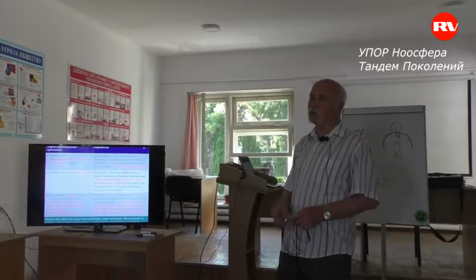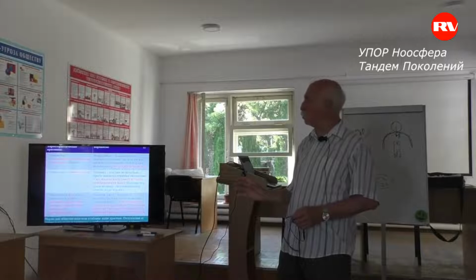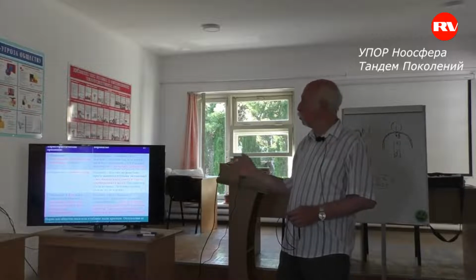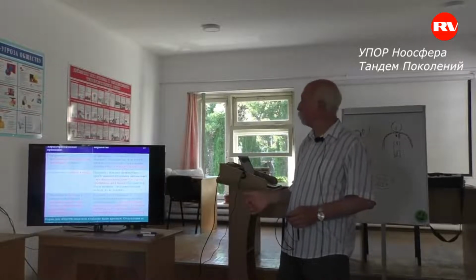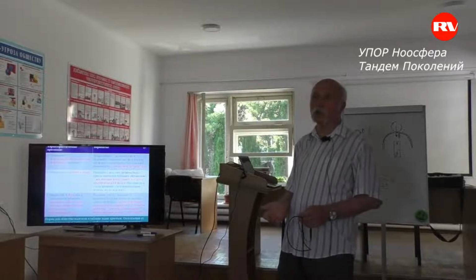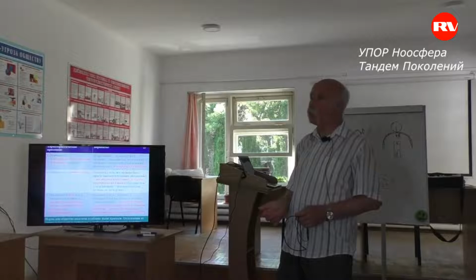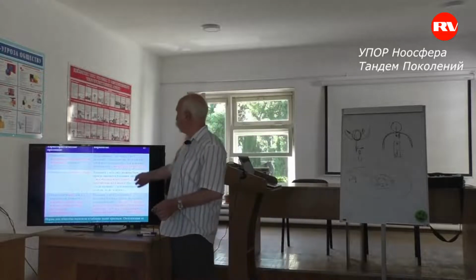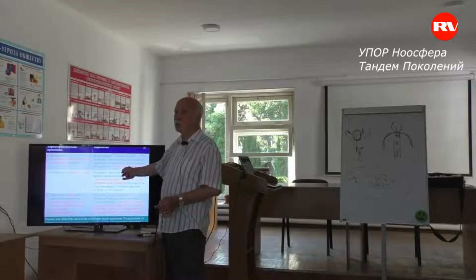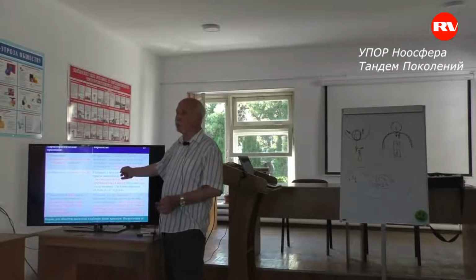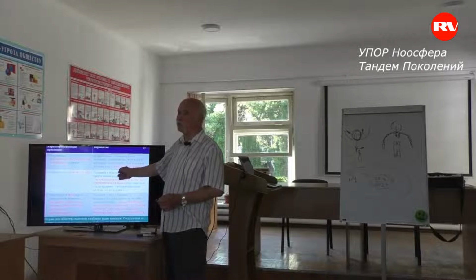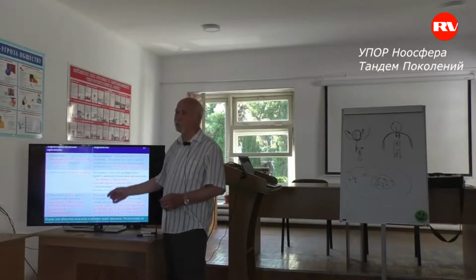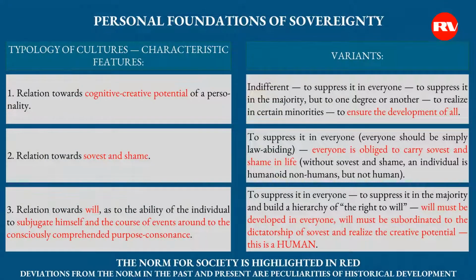All crowd-elite societies suppress the majority, but preserve some minorities whose cognitive creative potential is realized. The norm in this table is highlighted in red, to ensure the development of all. And then it turns out that if we correlate with this attribute, then Joseph Vissarionovich Stalin worked to ensure the development of everyone, and Hitler worked for something else, and Churchill worked for the same thing that Hitler worked for. Therefore, Churchill and Hitler are two peas in a pod. But there is no commonality between Stalin and Hitler.